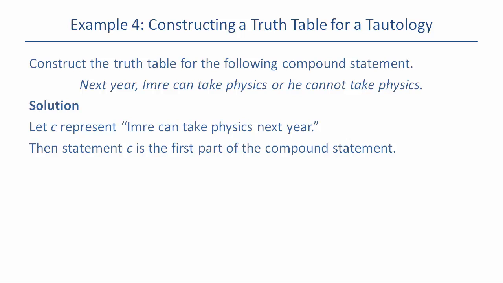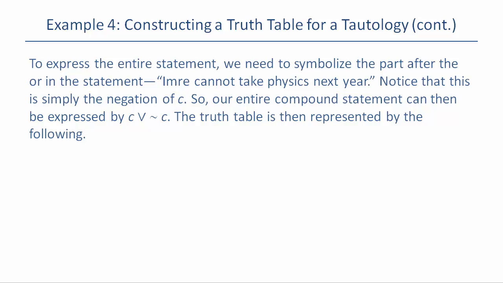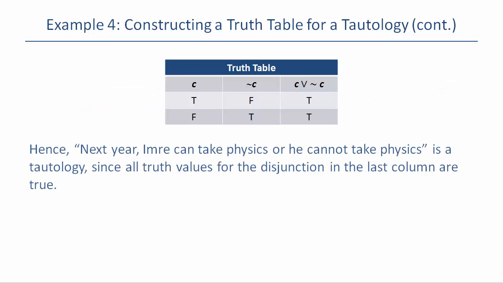How about constructing the truth table for the following compound statement? Next year, Emery can take physics, or he cannot take physics. So we're going to let C represent "Emery can take physics next year." Then the statement C is the first part of the compound statement. And "Emery cannot take physics" is just the opposite of that, right? That's the negation of that. So that's just not C. So now we're going to have C or not C.